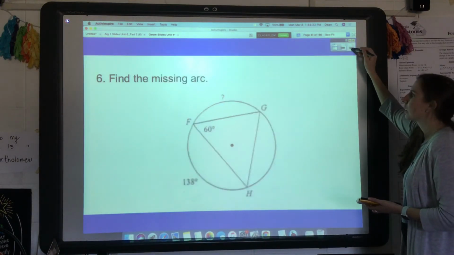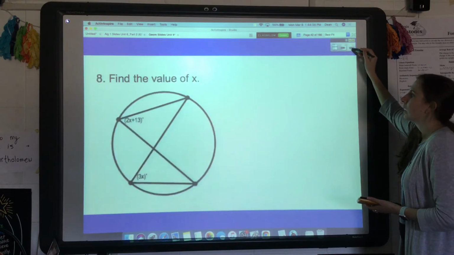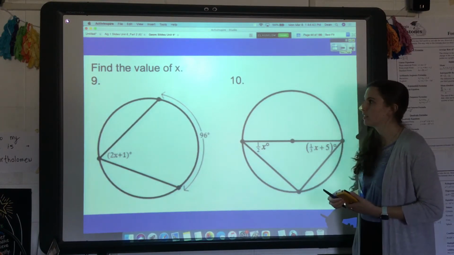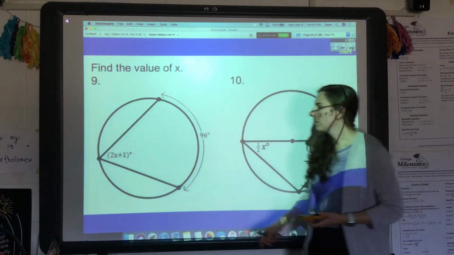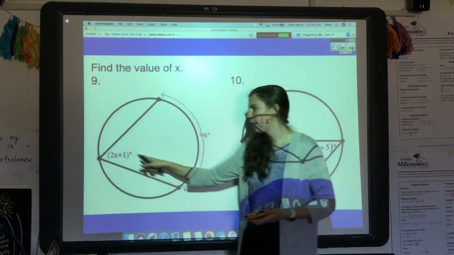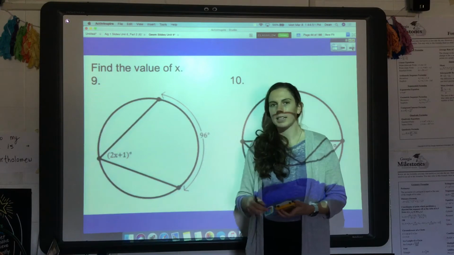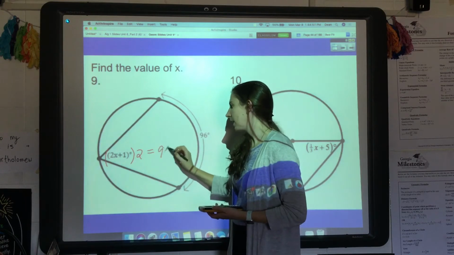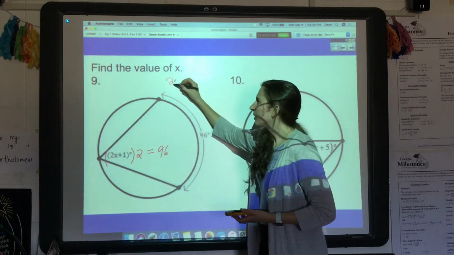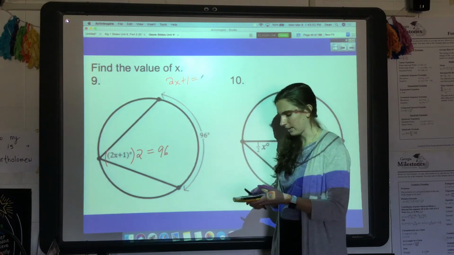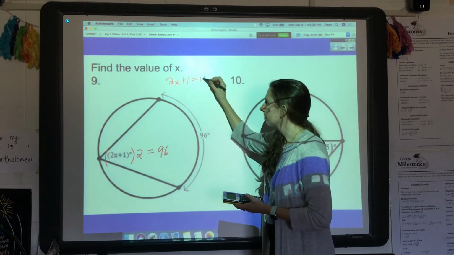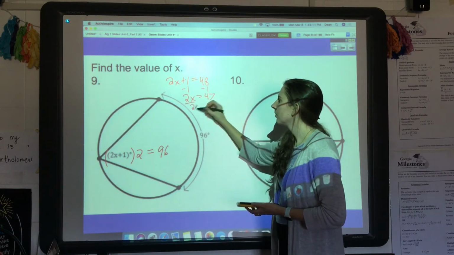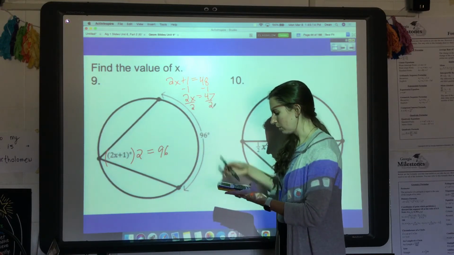Let's do a complicated one here. We'll come back to that. You may have to do some algebra with this. So for example, if I want to find the value of x, I know that this thing doubled gives me 96. There's a couple ways you could do it. You could do this times 2 and say that equals 96. Or you could say 2x plus 1 equals half of 96, which is 48. And then just solve for x, which is 23.5.